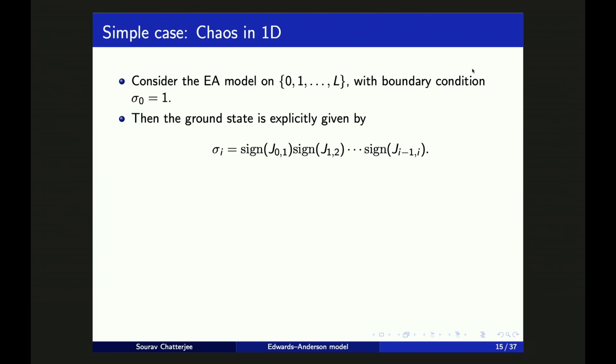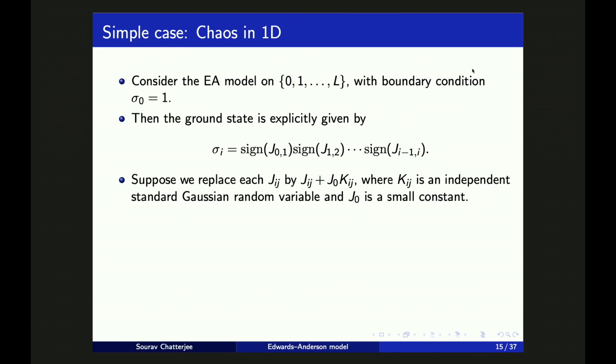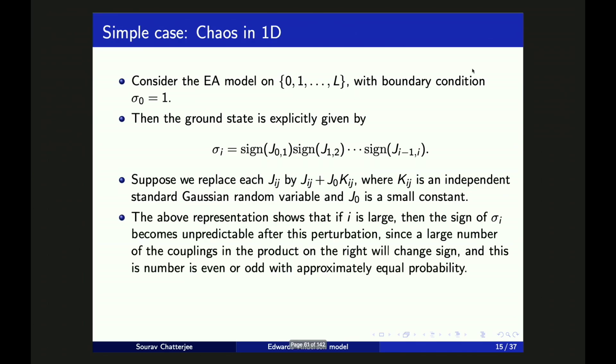So this is easy to see that this is an explicit formula for the ground state. Now, why is this chaotic? Suppose we replace each Gij by a little perturbation. You add an independent Gaussian random variable, and J0 is a very small constant. So what happens is that if I is large, in particular if I is much bigger than 1 over J0, a lot of these signs are going to be flipped.